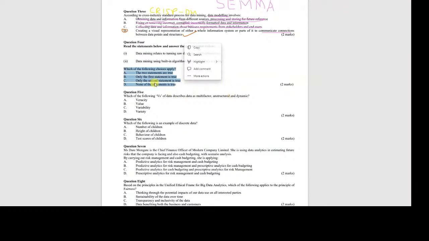So here there are two statements. The first one, data mining relates to turning raw data into useful information. That one is true because we know that data mining is the process of extracting useful and meaningful insights from large sets of data by using tools or techniques. So the statement that data mining relates to turning raw data into useful information is true.